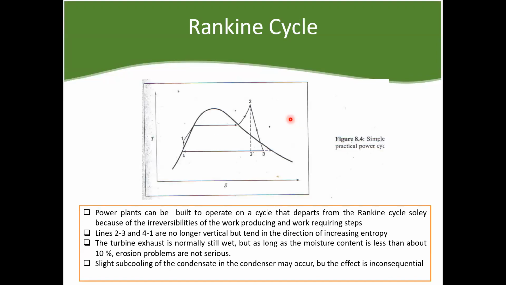However, the Rankine cycle still deals with reversible processes, step 2 to 3 and step 4 to 1. But in reality, it's not possible to have reversible steps. So power plants can be built to operate on a cycle that departs from the Rankine cycle because of the irreversibilities of the work producing and work requiring steps.